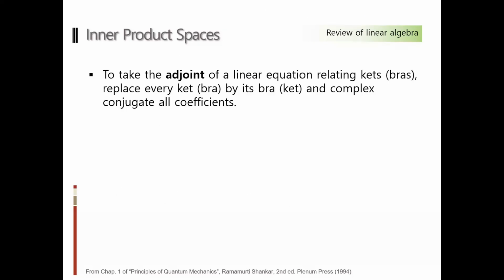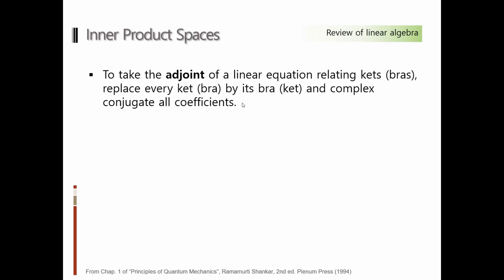So let me summarize the rule for taking the adjoint operation. Assume that we have some linear equation relating the kets or bras. Whenever you are taking the adjoint of the linear equation, if your linear equation is composed of the kets only, then every ket should be replaced by its corresponding bra. And you should be careful that when you are taking the bras, make sure that you also take the complex conjugation of all the coefficients.